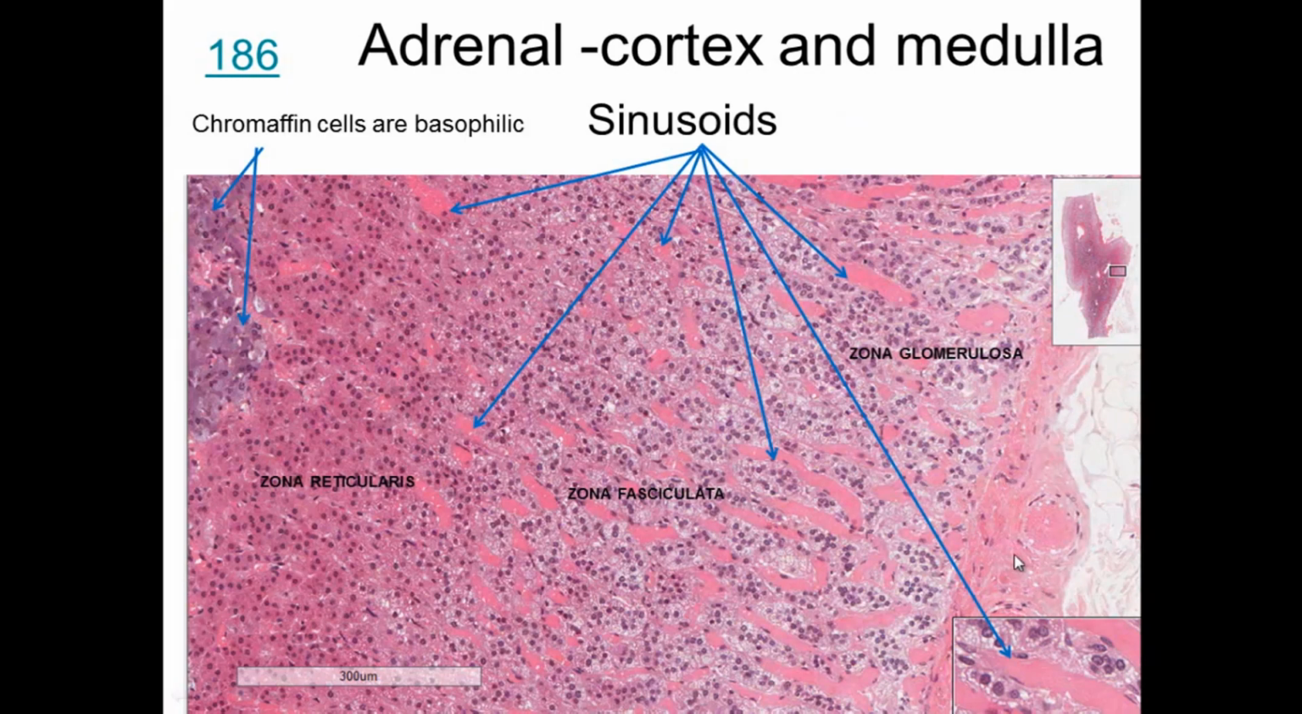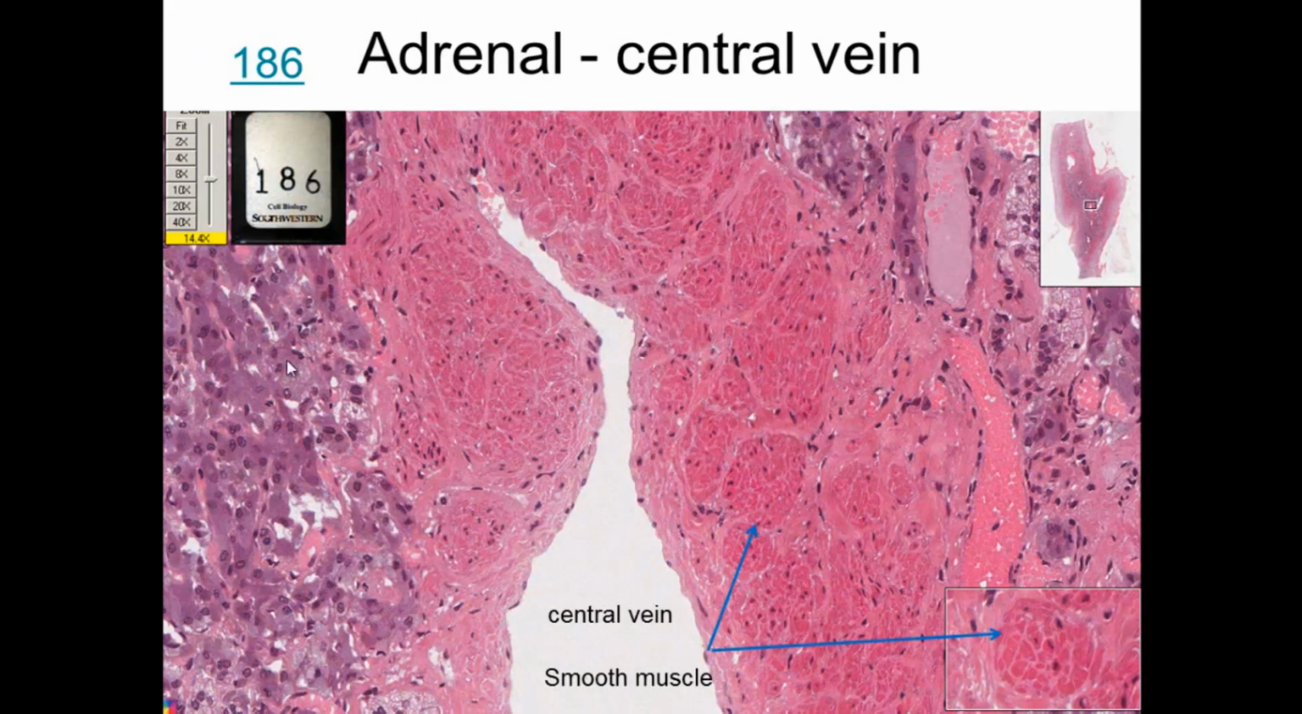So if this is a capsule here, blood percolates down through there. These are fenestrated capillaries, and then these are the cells, the cords of cells, the fasciculata, reticularis, glomerulosa, and so the fluid percolates down through there. These are chromaffin cells located in the medulla. See the chromaffin cells and through there, blood comes on down and goes out the central vein.